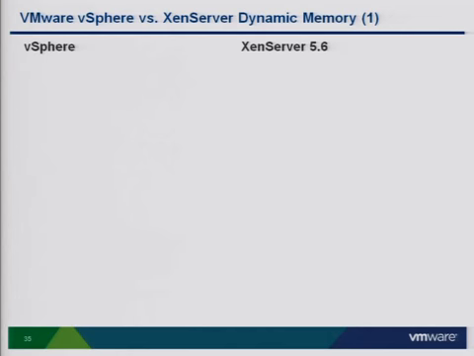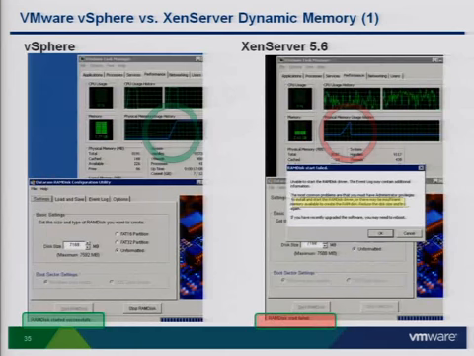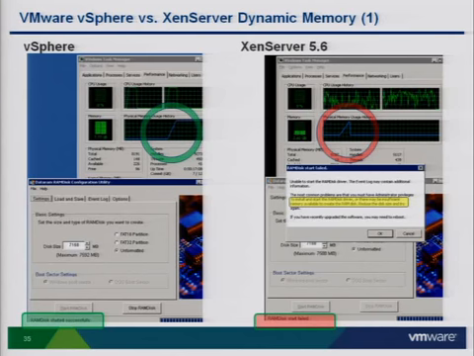I went ahead and started RAM disk on both of them. vSphere worked pretty much exactly as it did when I had one guest running on it. Very low memory utilization. You can see in the green box that, yep, the RAM disk started successfully and ran fine. However, XenServer kind of had some issues.